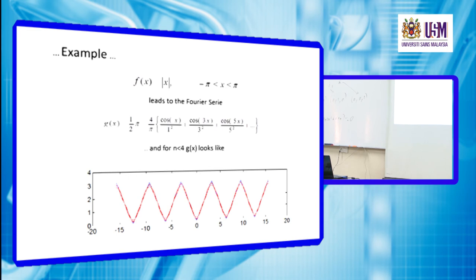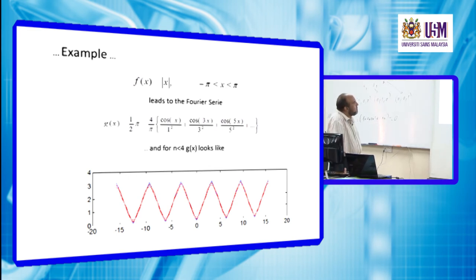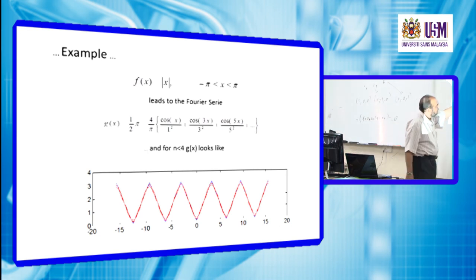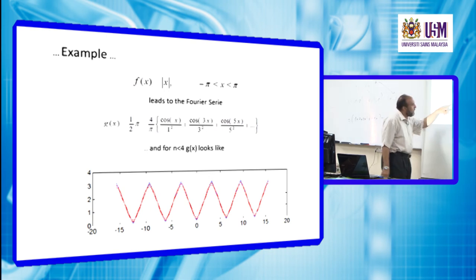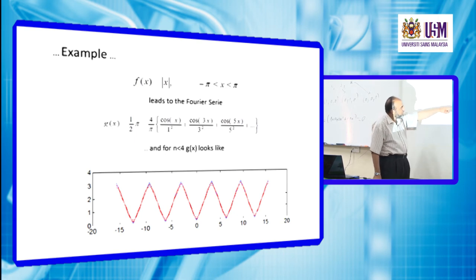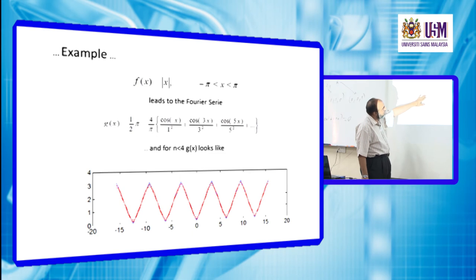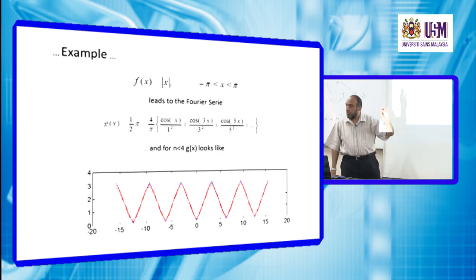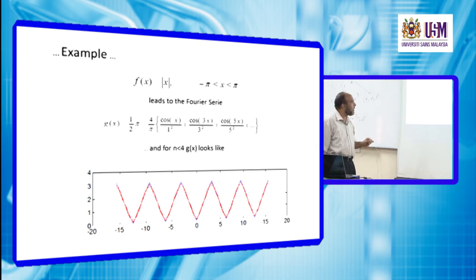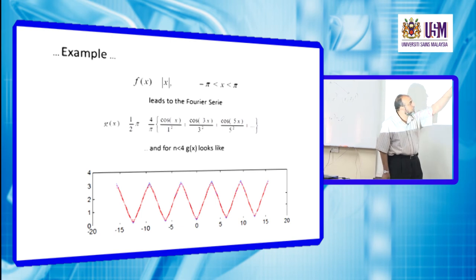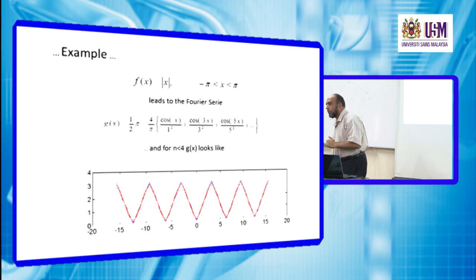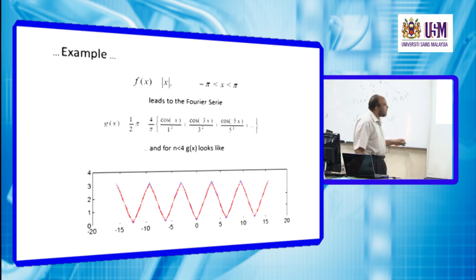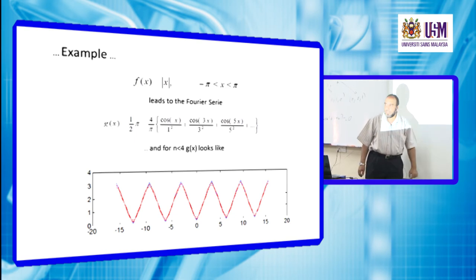Now we have an example for a function. It's a piecewise function f(x) equal to the absolute value of x, where x is defined between minus π and π. So we have this function in blue. The red one represents the Fourier approximation. As you see, we have some approximations that fit better than others. An approximation with fewer n, a smaller number, is far from the original one. When you increase n, your approximation becomes closer to the actual function.